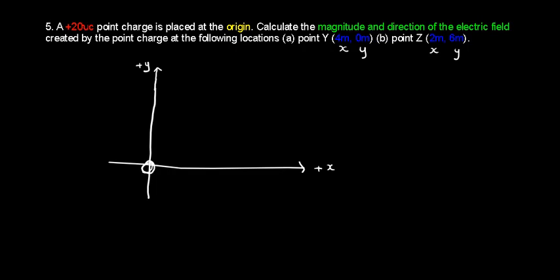Now, it says that a positive 20 microcoulomb point charge is placed at the origin. That means this point charge here, let us use the same color, is placed here. This is a positive 20 microcoulomb charge placed here at the origin. I hope that is taken.